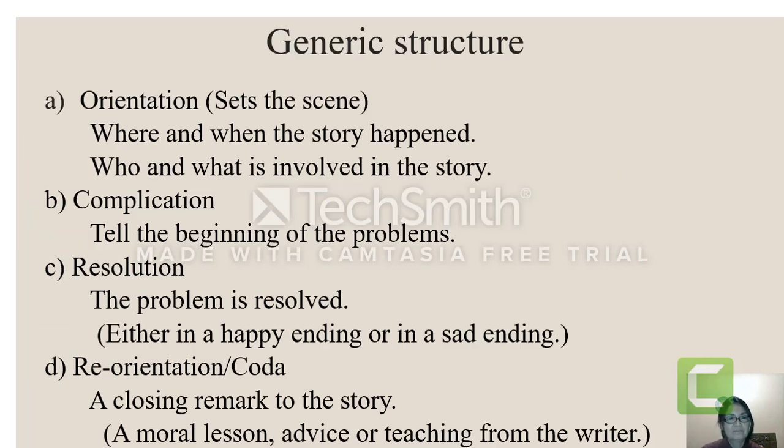Generic structure. There are 4 types. A is orientation, and you set the scene here. You start with where and when the story happened, and who and what is involved in the story. B, complication. Tell the beginning of the problems. C, resolution. The problem is resolved here, either in a happy ending or could be in a sad ending.